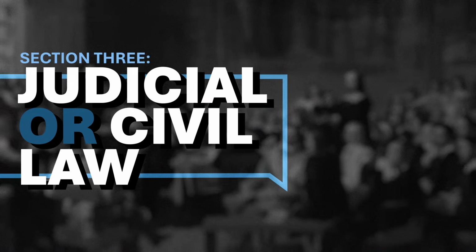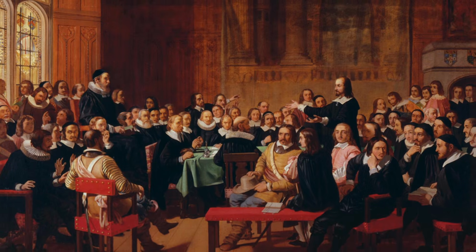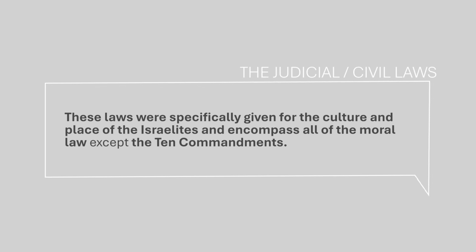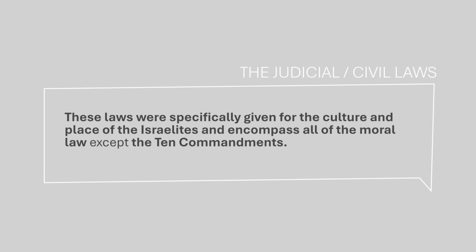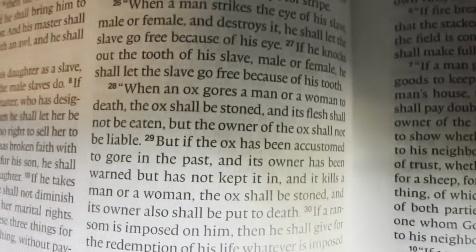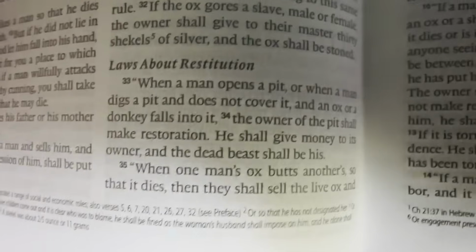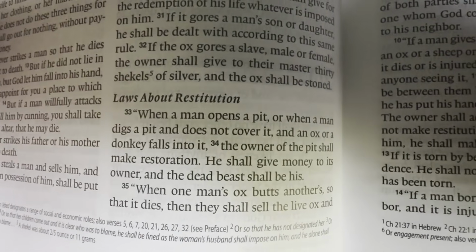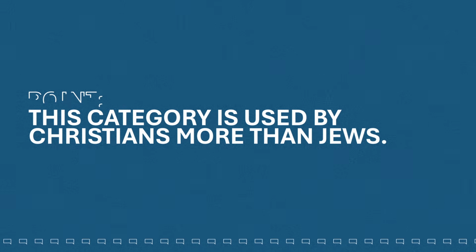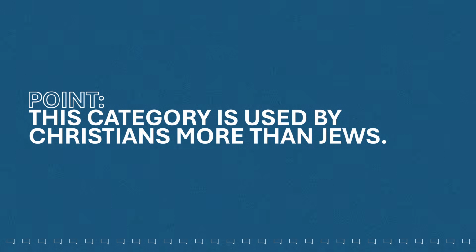The third and final, judicial or civil law. The Westminster Confession has the category of judicial or civil law. These laws were specifically given for the culture and place of the Israelites and encompass all of the moral law except the Ten Commandments. This includes everything from murder to restitution for a man gored by an ox, and the responsibility of the man who dug a pit to rescue his neighbor's trapped donkey. Quite the spectrum there. Since the Jews saw no difference between their God-ordained morality and their cultural responsibilities, this category is used by Christians far more than Jewish scholars.